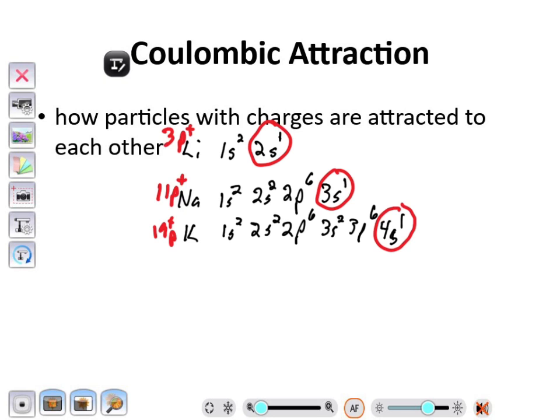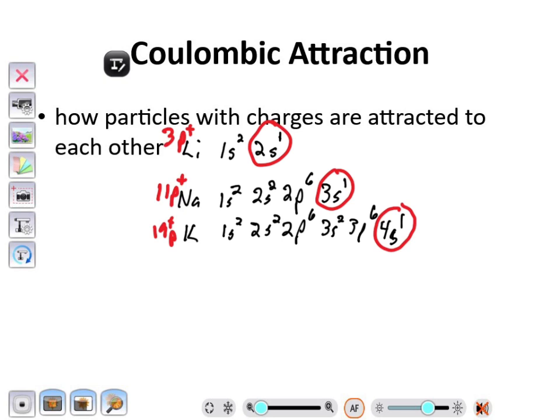And so lithium has a valence electron in the 2nd energy level. Sodium has a valence electron in the 3rd energy level. Potassium has a valence electron in the 4th energy level. Which one has the valence electron closest to the protons then? Li. Absolutely, yes. It's only 2 energy levels away from those 3 protons.